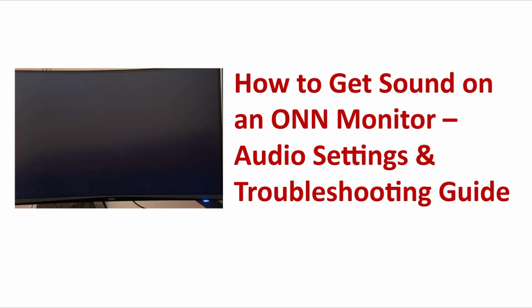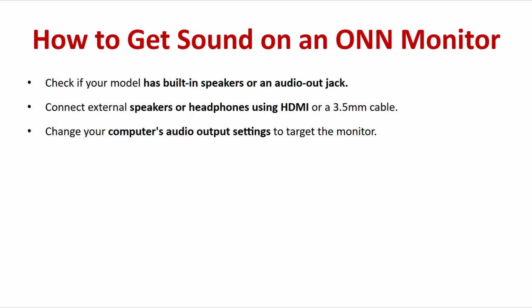Today in this video we are going to see how to get sound on a monitor: audio settings and a troubleshooting guide. Check if your model has a built-in speaker or an audio out jack. Connect external speakers or headphones using HDMI or a 3.5 mm cable. Change your computer's audio output settings to target the monitor.